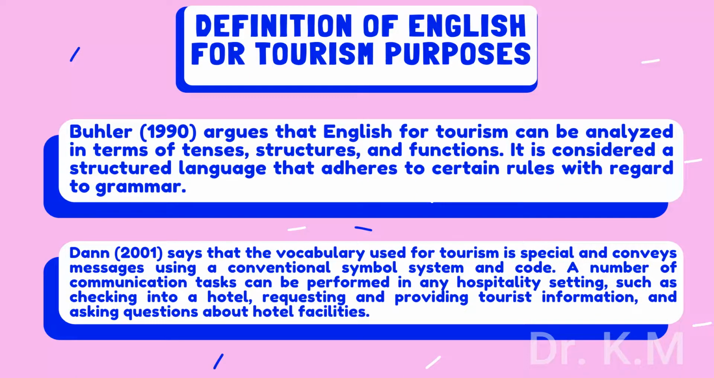Definition of English for tourism purposes. Buehler, 1990, argues that English for tourism can be analyzed in terms of tenses, structures, and functions. It is considered a structured language that adheres to certain rules with regard to grammar. Tan, 2001, says that the vocabulary used for tourism is special and conveys messages using a conventional symbol system and code. A number of communication tasks can be performed in any hospitality setting, such as checking into a hotel, requesting and providing tourist information, and asking questions about hotel facilities.